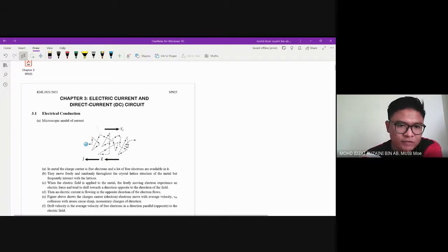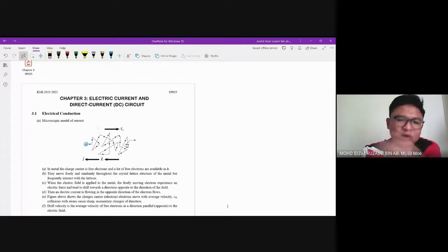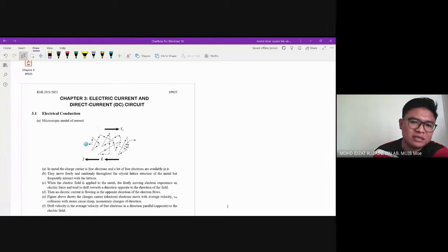Okay, so the first subtopic for this chapter is about the electrical conduction. Okay, so for this part, ideanya ialah kamu akan belajar atau kamu akan tahu apa sebenarnya yang menyebabkan berlakunya pengaliran kita panggil arus elektrik kan. Okay, how does the current flow in the conductor material.